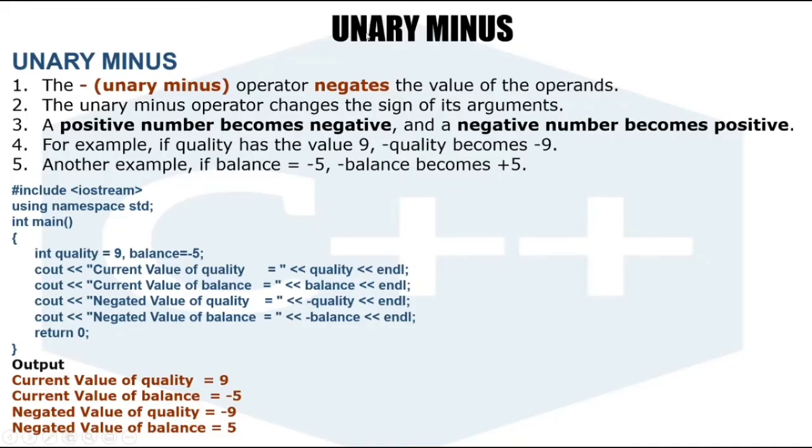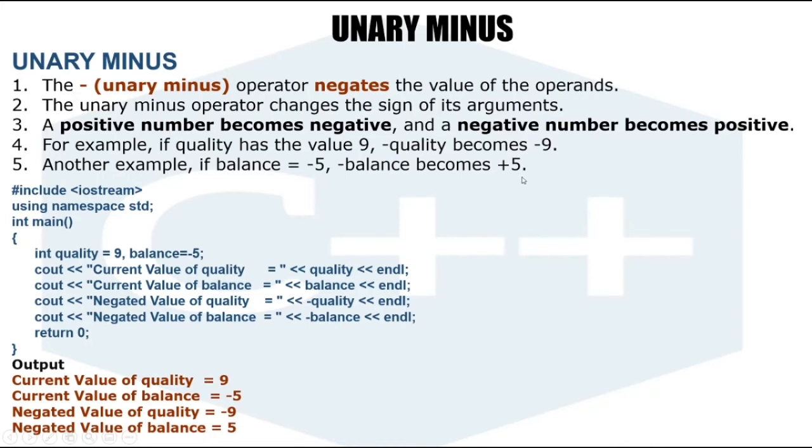Ang next na i-discuss ko ay yung unary minus. You may encounter this operator in algebra or mathematics subject. The unary minus operator, which uses the symbol dash, negates the value of the operand. It changes the sign of its argument. A positive number becomes negative and a negative number becomes positive. For example, if the variable quality has the value of 9, unary minus quality becomes negative 9. Another example, if variable balance is equal to negative 5, unary minus balance becomes positive 5.